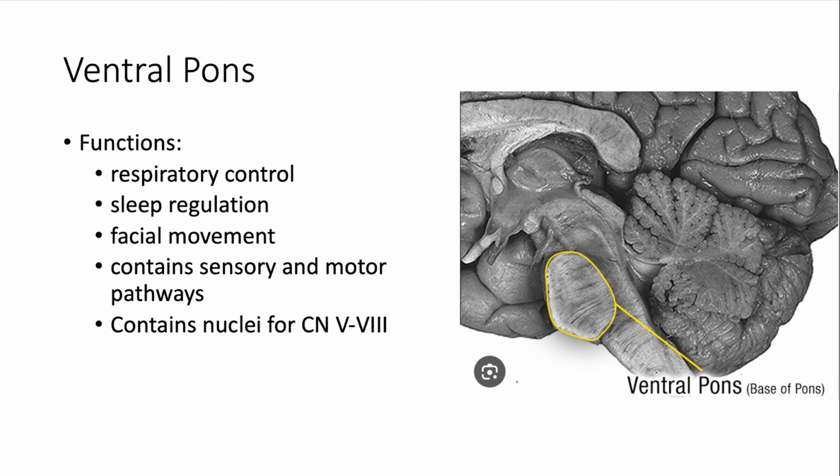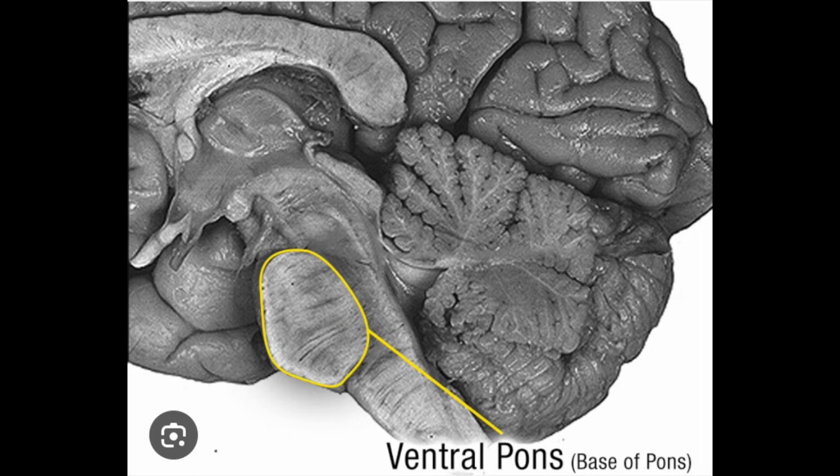Moving on to the ventral pons, the other common location for these infarcts. The pons is a part of the brainstem involved in respiratory control, sleep regulation, and facial movement. It contains sensory and motor pathways and nuclei for cranial nerves 5 through 8, which are involved in various sensory and motor functions related to the face, eyes, and ears. So pure motor hemiparesis is usually caused by infarcts in the internal capsule or pons.